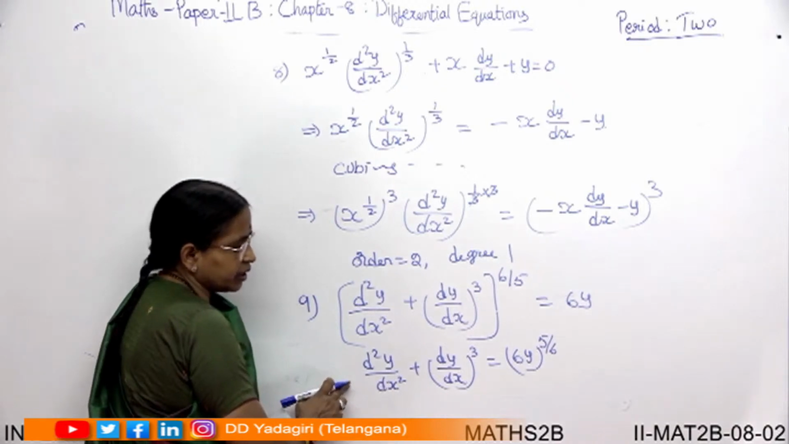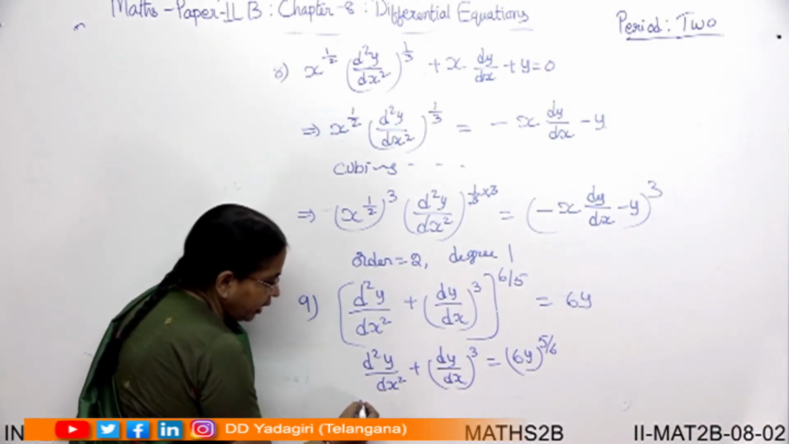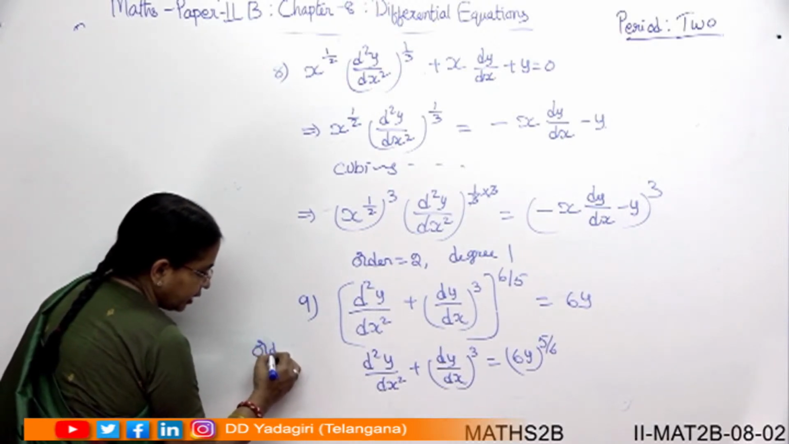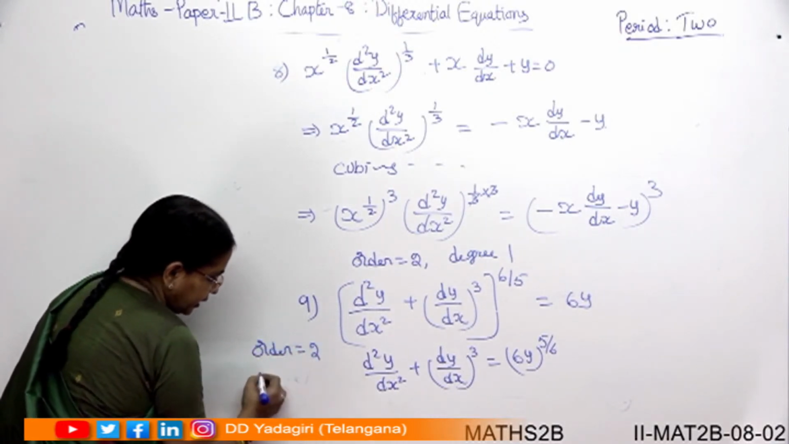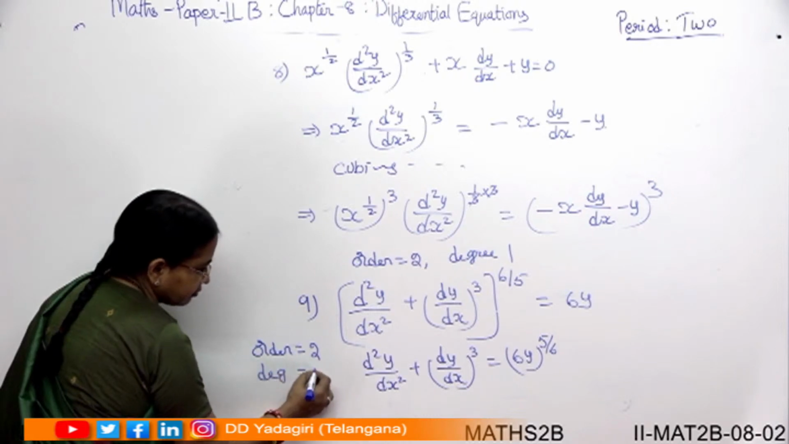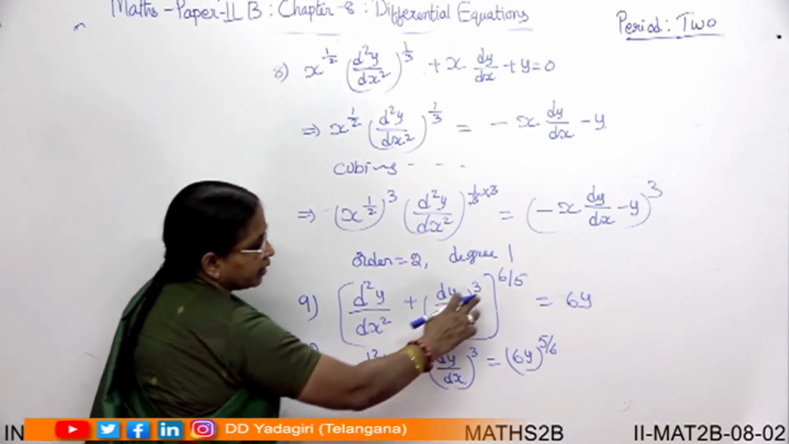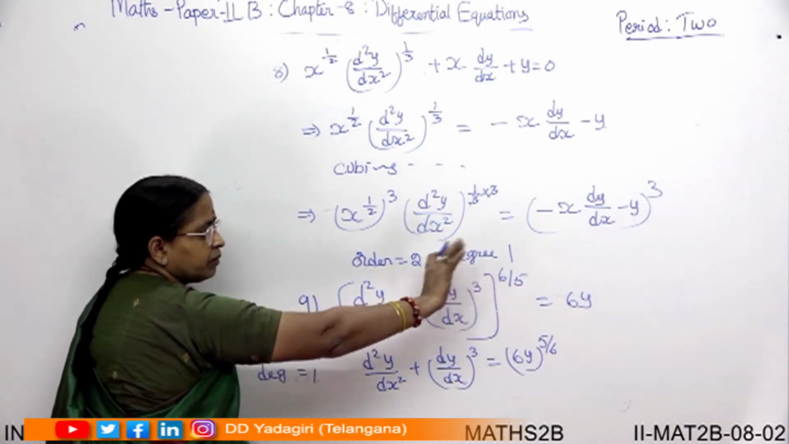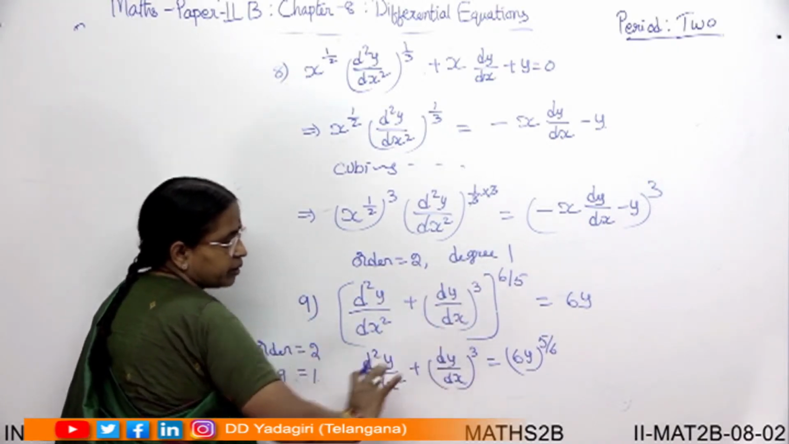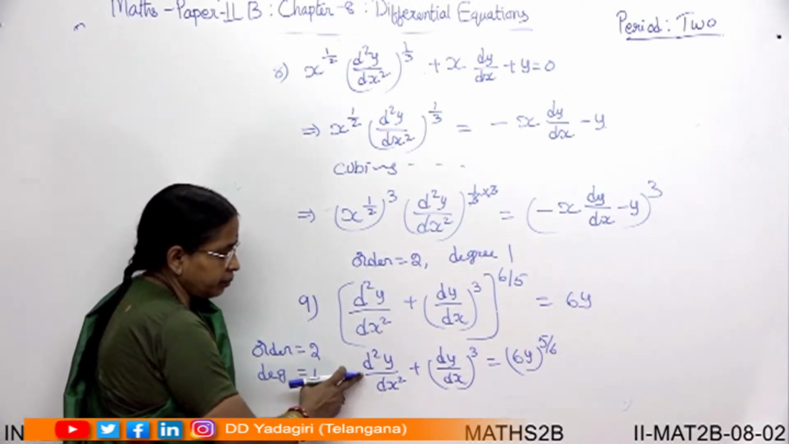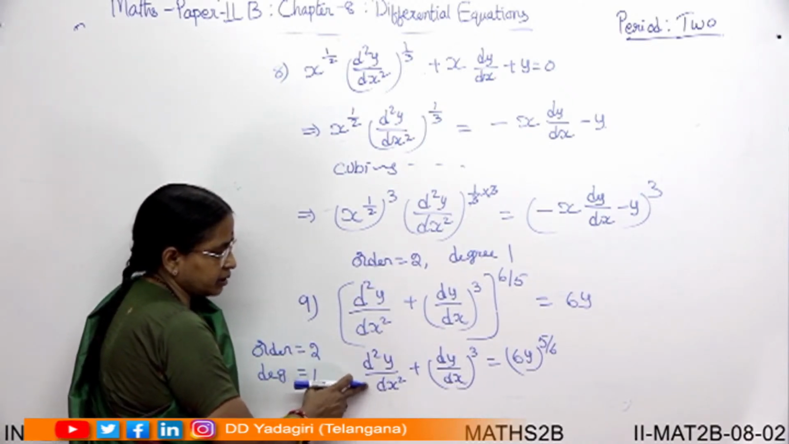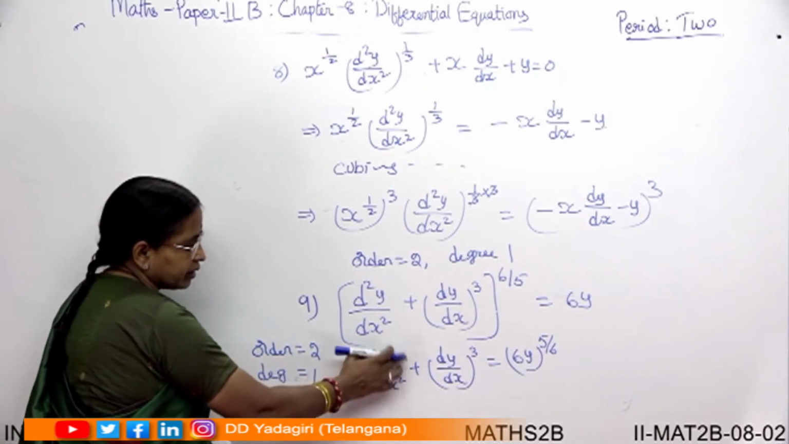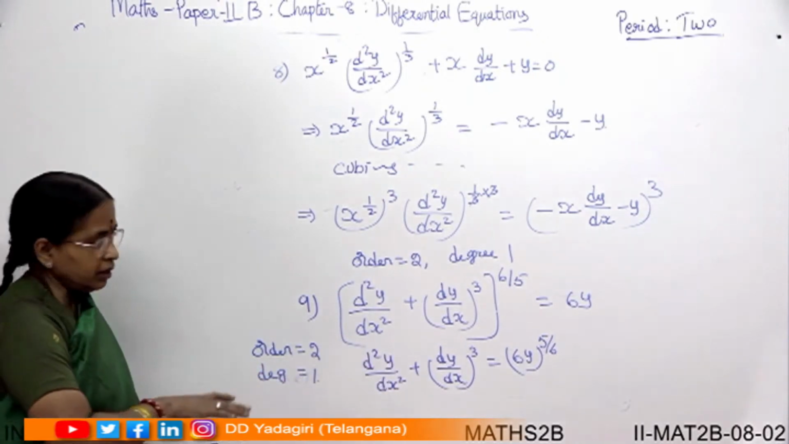So now this is your equation in the standard form, and hence for this problem the order is 2 and degree is 1. So don't think of taking only power 5 to that side. You can take the whole power to that side, so that the equation becomes free from fractional powers as far as derivatives are concerned. And so the order is 2 and the degree is its power, that is 1. So this is very important.